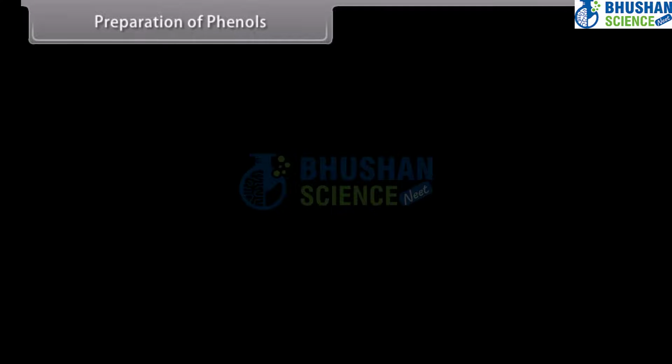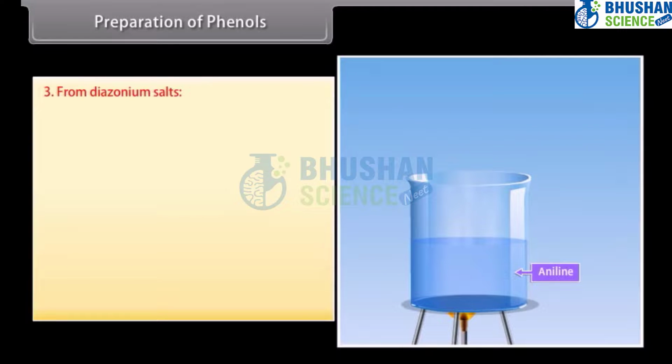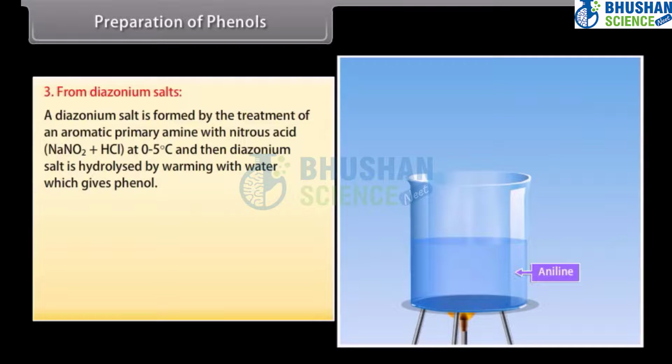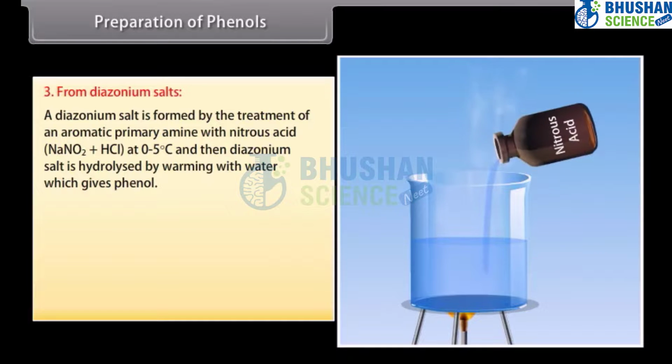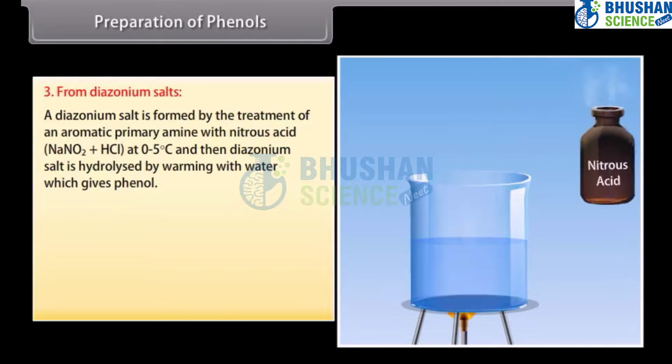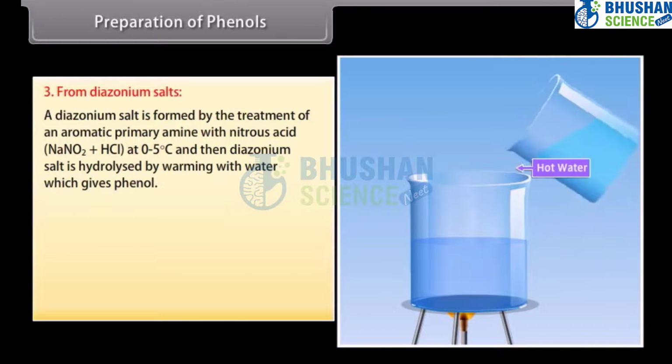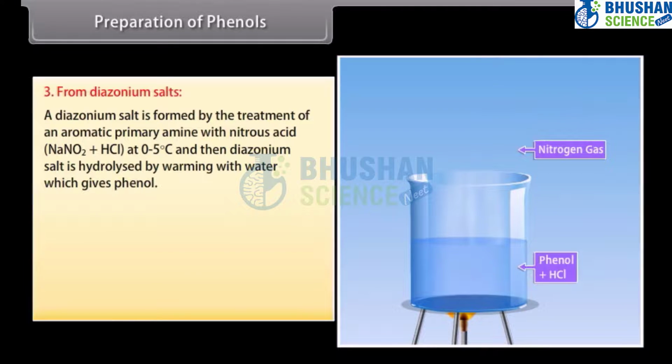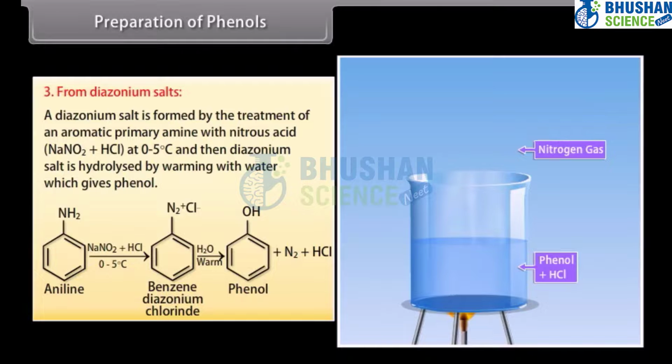Preparation of phenol. From diazonium salts. A diazonium salt is formed by the treatment of an aromatic primary amine with nitrous acid at 0 to 5 degrees Celsius, and then the diazonium salt is hydrolyzed by warming with water, which gives phenol. Aniline is treated with nitrous acid at 0 to 5 degrees Celsius. It results in the formation of benzene diazonium chloride, and then by adding warm water it forms phenol, nitrogen and hydrochloric acid.